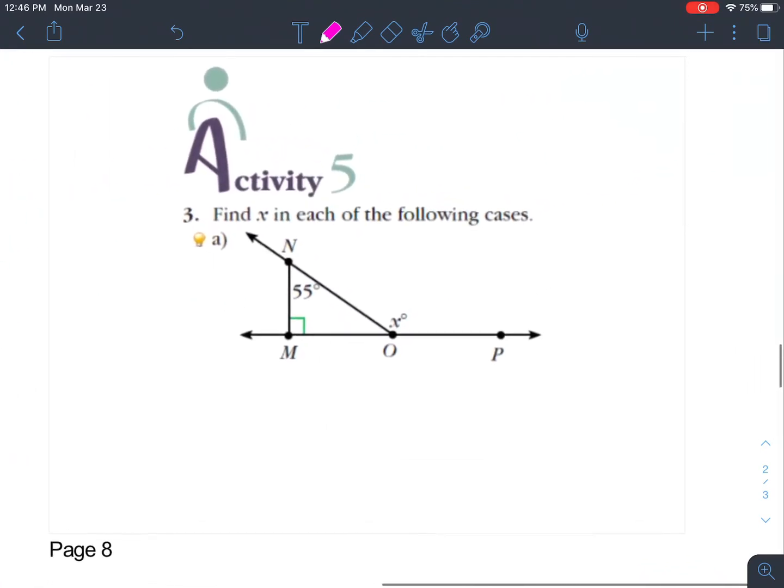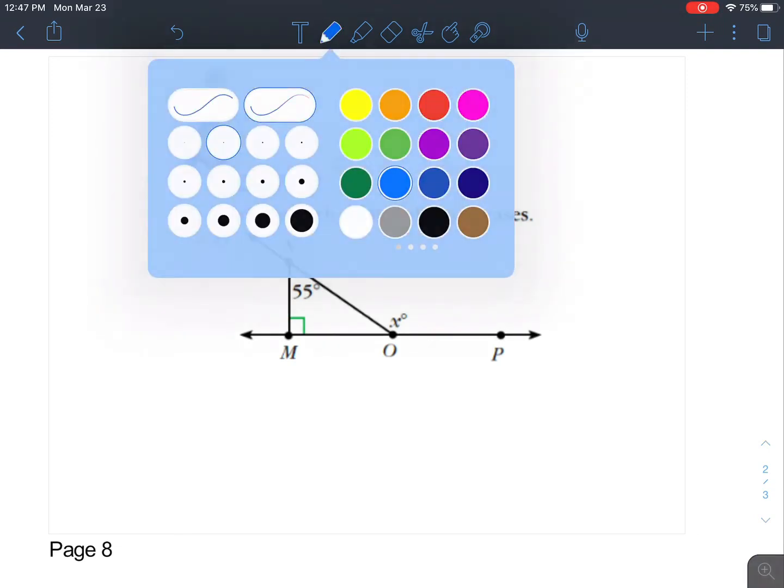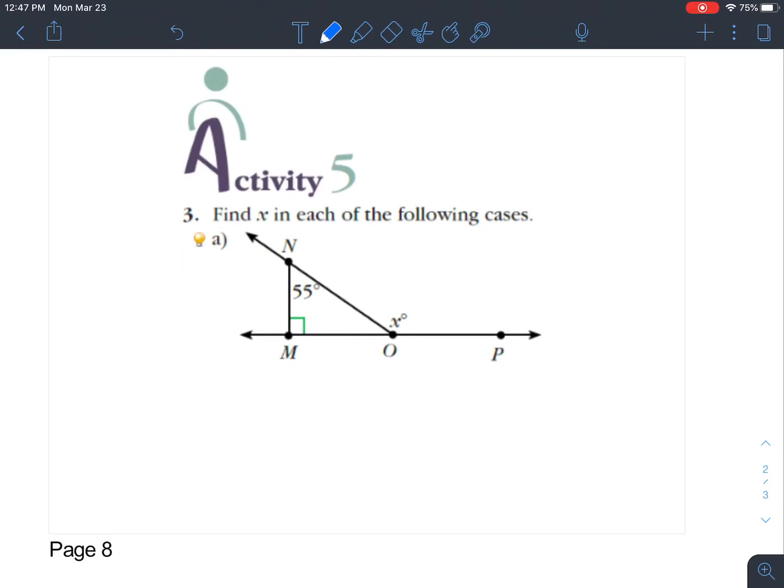Okay, this one I hope will be a little bit simpler. So you need to find x. There's only one answer this time. Pause the video. When you are done, I will show you how to solve it. Okay, now that you have attempted this question, I'm going to show you how to do it.